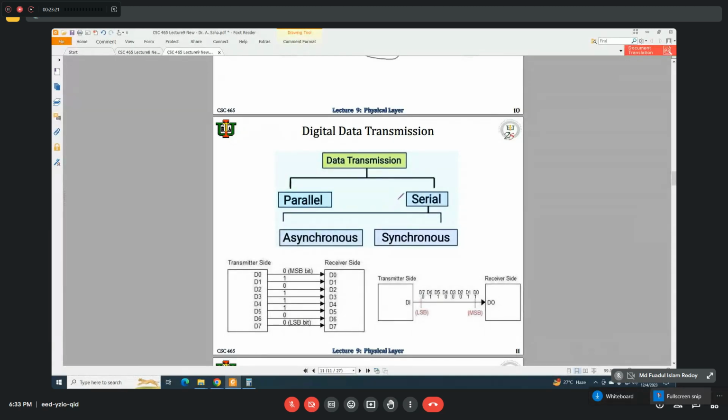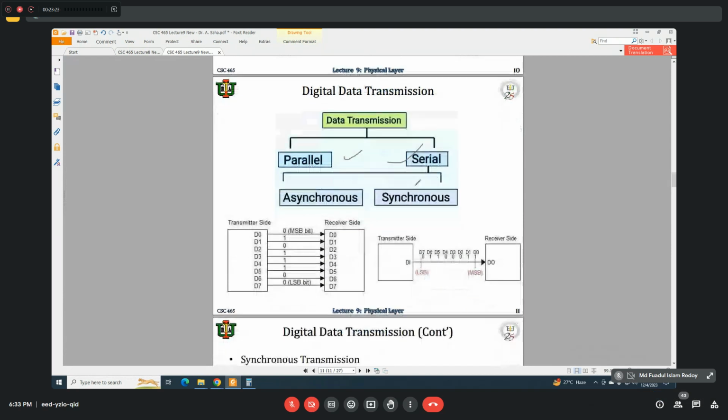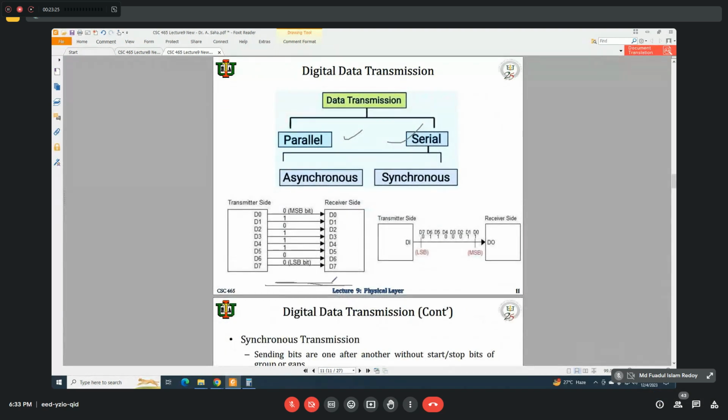So here we are having two types, the parallel and serial data transmission. If you're looking at the parallel data transmission, you can see that if I want to send the 8 bits from the transmitter to the receiver side, for each bit we need a single line. That is what parallel is. So 8 bits means we need 8 lines for transmitting the 8 bits from the sender to the receiver side.